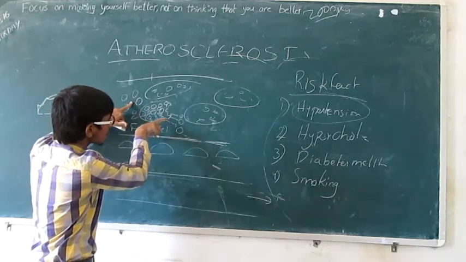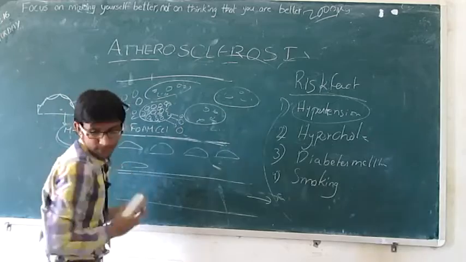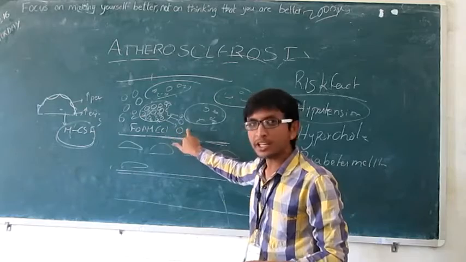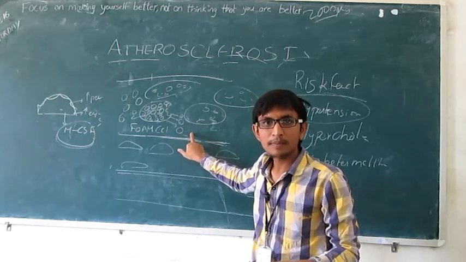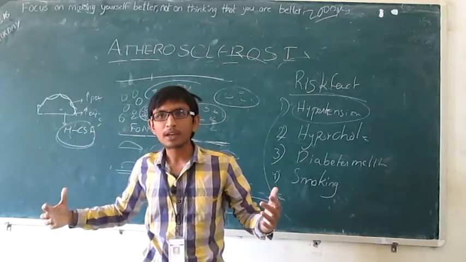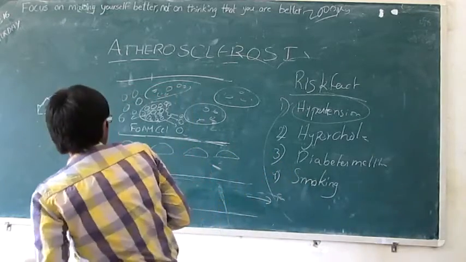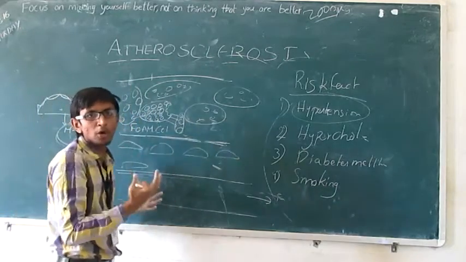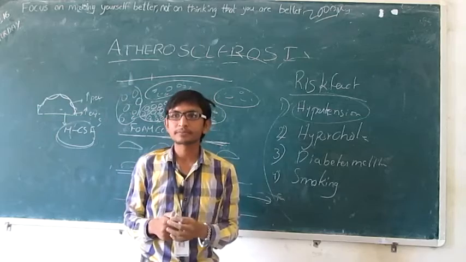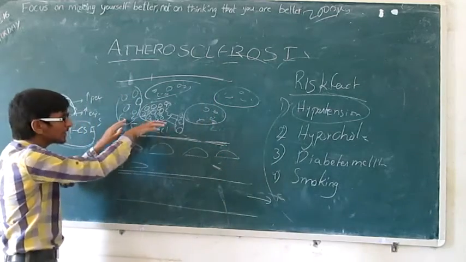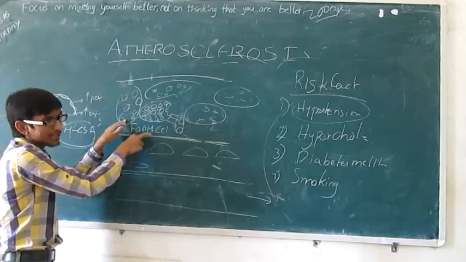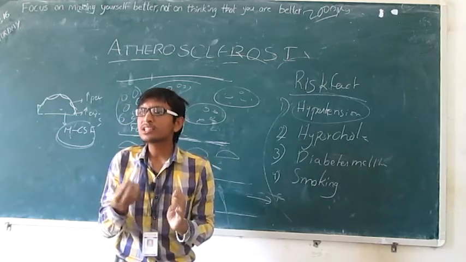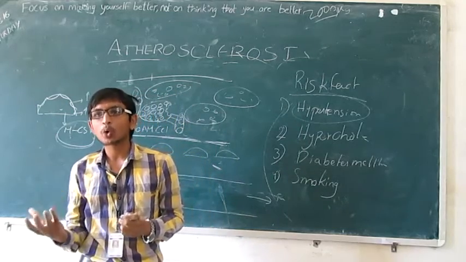Now this cholesterol has entered into the subendothelial space. See, this cholesterol which has entered your subendothelial space now coalesces. Now it tries to aggregate. All this cholesterol tries to aggregate and form a cholesterol droplet. All this cholesterol coming out of these foam cells has aggregated to form a cholesterol droplet. This is called a lipid core.